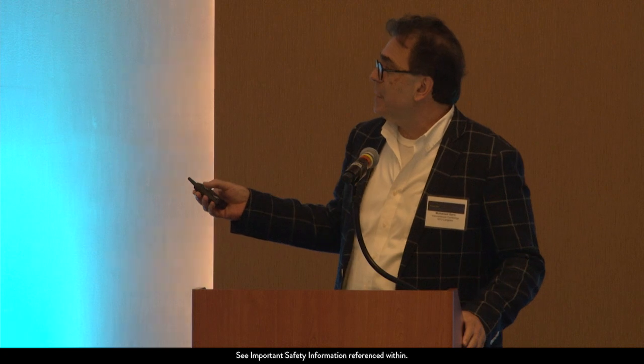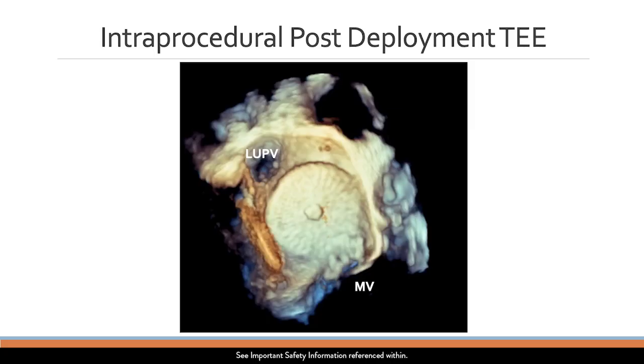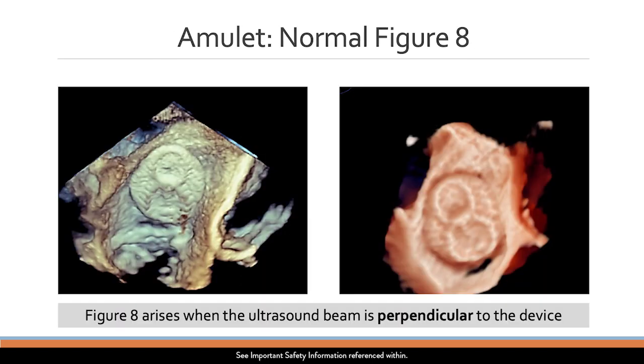And actually you can see immediately with a single view that the disc is not interfering with the mitral valve, nor is it obstructing the left upper pulmonary vein. Okay? And then you can see again this very similar. The reason why I'm showing this is a normal finding of figure 8.